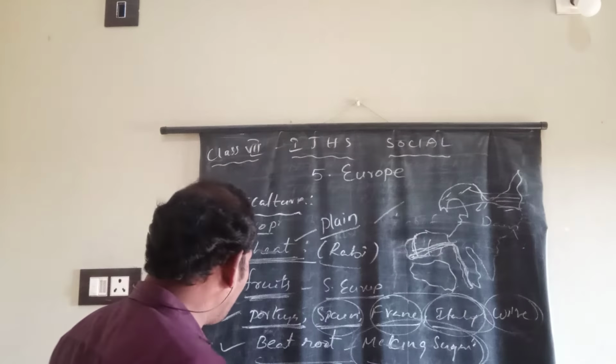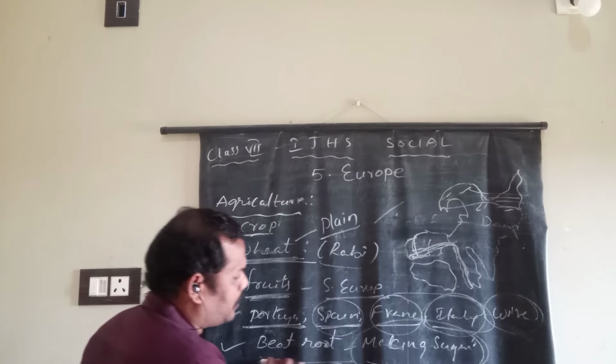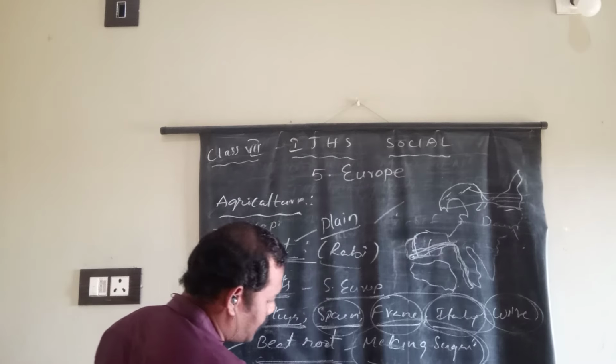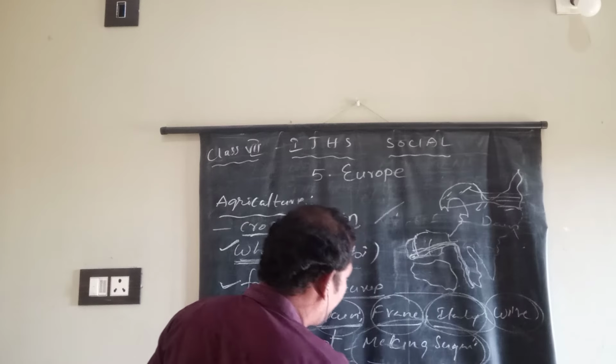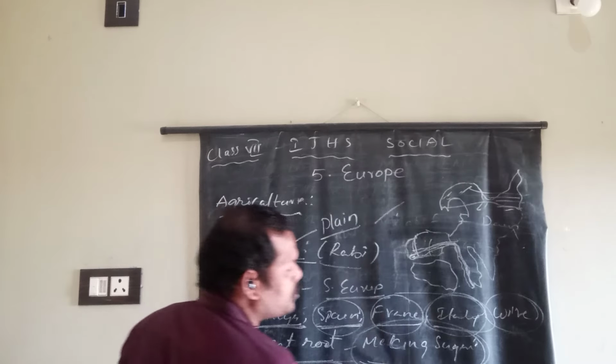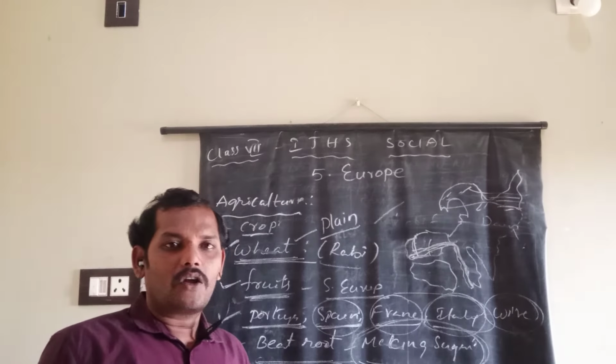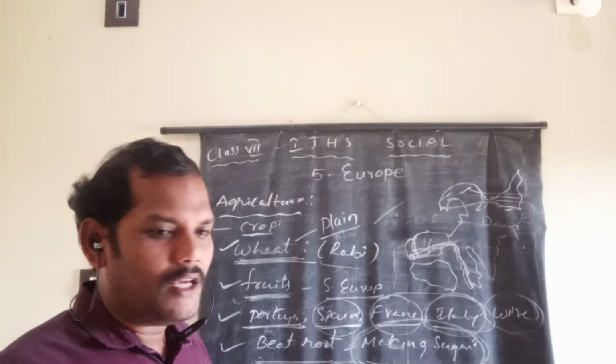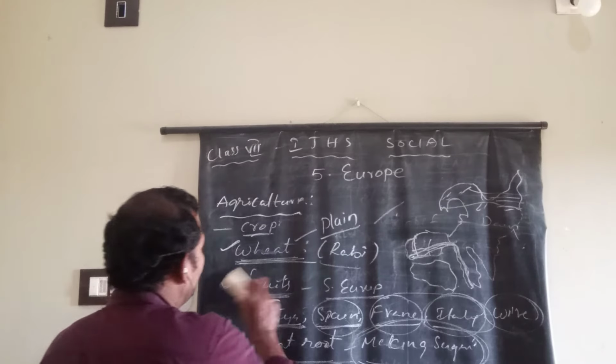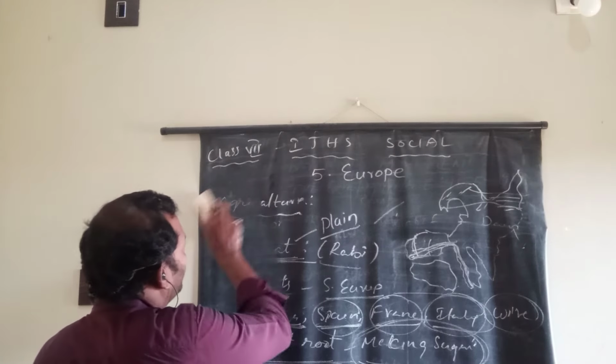Next one, beetroot. Beetroot is grown in Russia, Germany, Ukraine. The beetroot is used for making sugar. This is the cropping system in Europe. Okay, you can understand? Right, we are going to the next area.